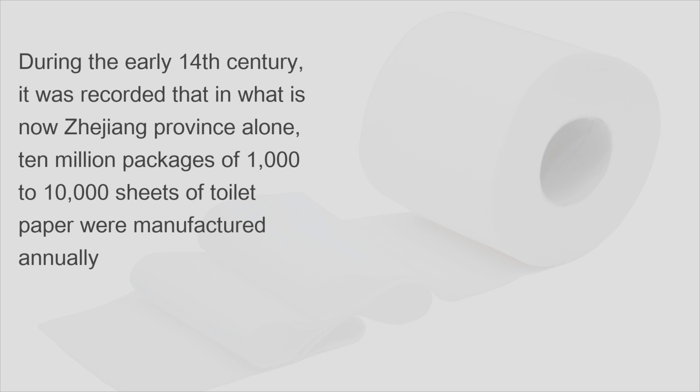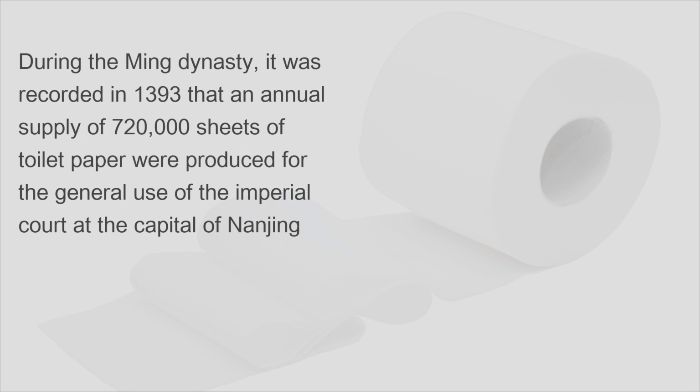During the early 14th century, it was recorded that in what is now Zhejiang province alone, 10 million packages of 1,000 to 10,000 sheets of toilet paper were manufactured annually. During the Ming dynasty, it was recorded in 1393 that an annual supply of 720,000 sheets of toilet paper were produced for the general use of the imperial court at the capital of Nanjing.